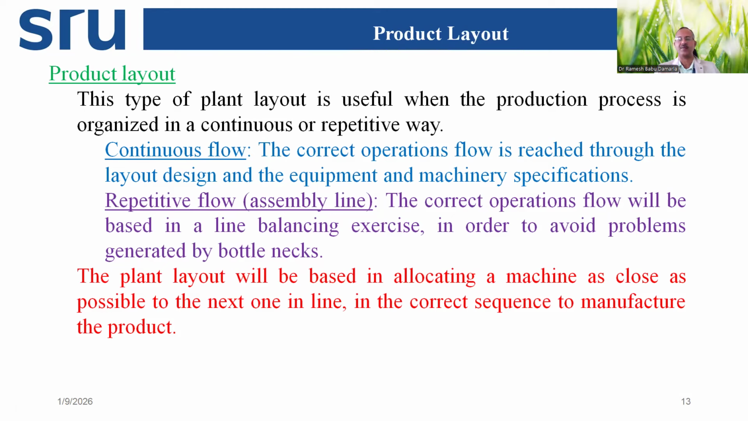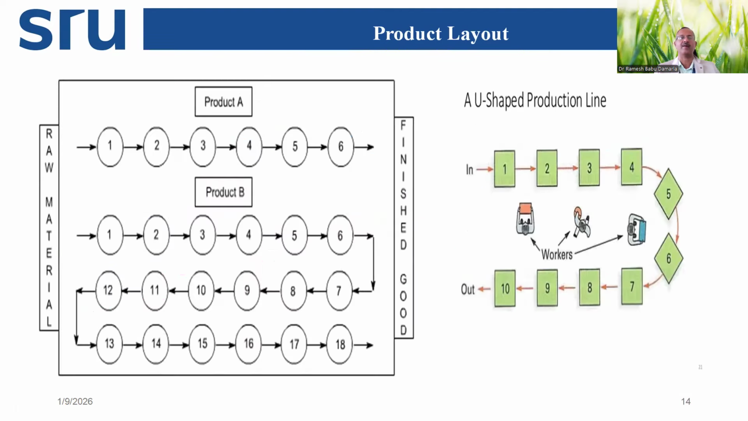So when a refrigerator is assembled on a conveyor, each component is added at its stage until it reaches the finished stage, the final thing. And the plant layout will be based on allocating a machine as close as possible to the next one in the line, in the correct sequence to manufacture the product. You can see it in the diagram.